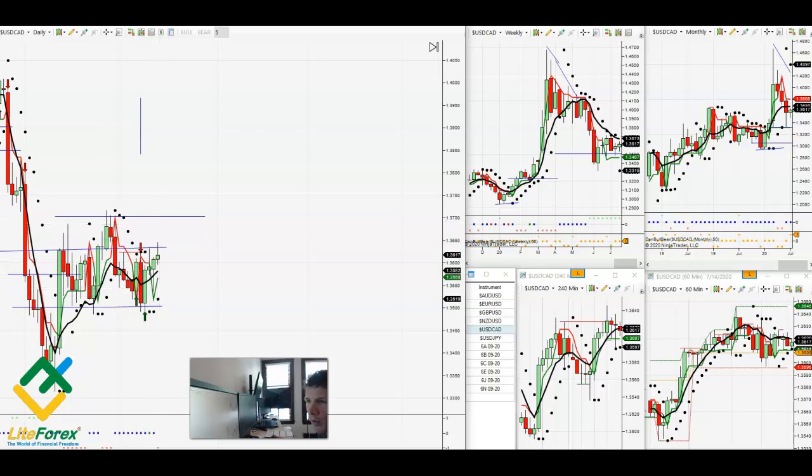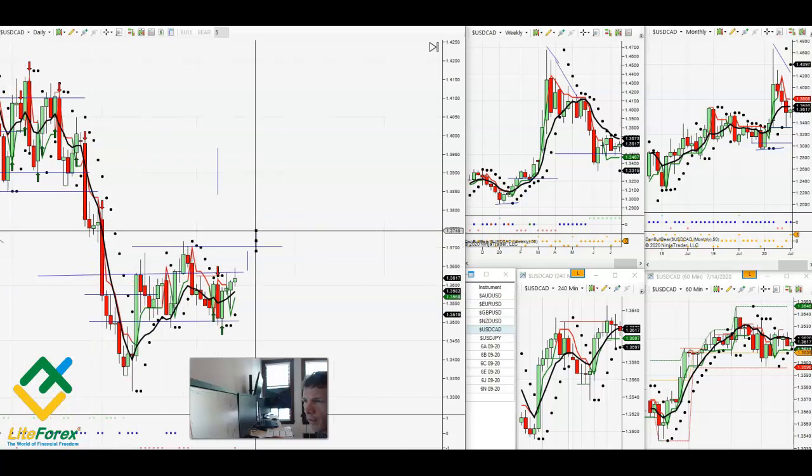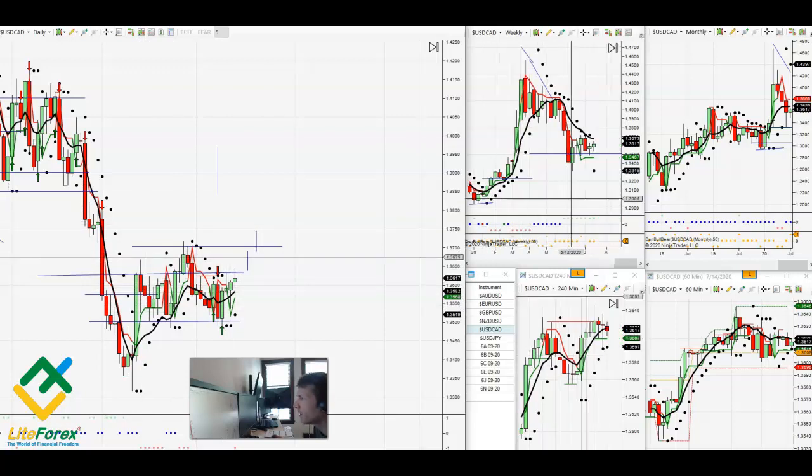Here we are trying to break out again. So obviously it needs to continue to hold 35, but we need to really take out 37 on the USDCAD to really confirm a bullish trend again. Because while it's just choppy like this, we really need to wait for that to happen.